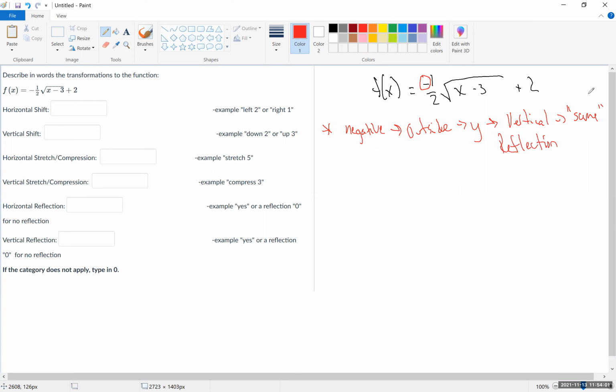Okay, so we go and we look, where does it say vertical reflection? The vertical reflection is going to be a yes. Okay, and we're just going to keep working our way through the problem. So we have the negative.